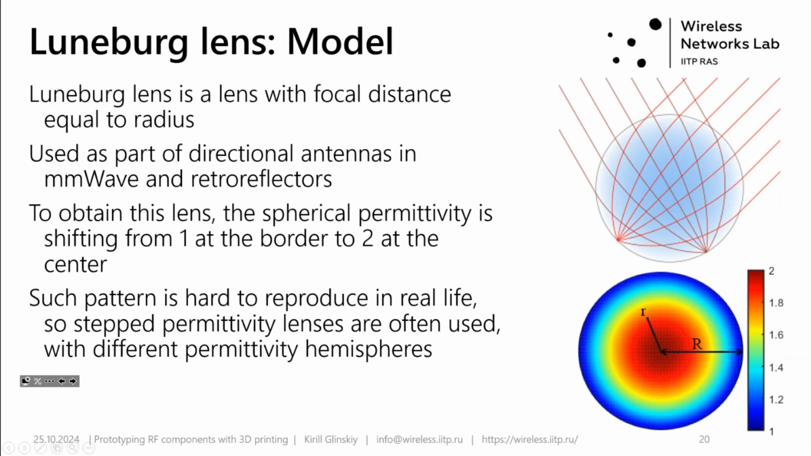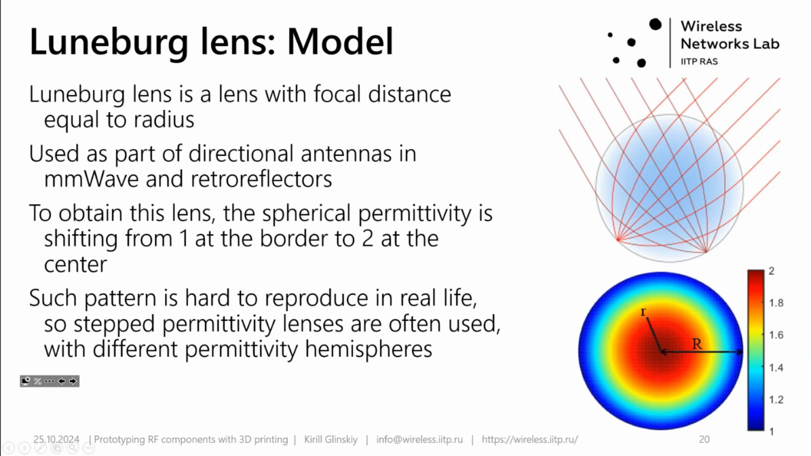This behavior is achieved by varying the permittivity of the lens, starting from 1 at the boundaries, similar to air, up to 2 in the center. This design, with continuous increases in permittivity, is very hard to achieve in real life. Instead, the main approach used was to build it out of multiple hemispheres with different permittivity values, for example, from different materials, or to introduce some perforations to vary the dielectric permittivity.